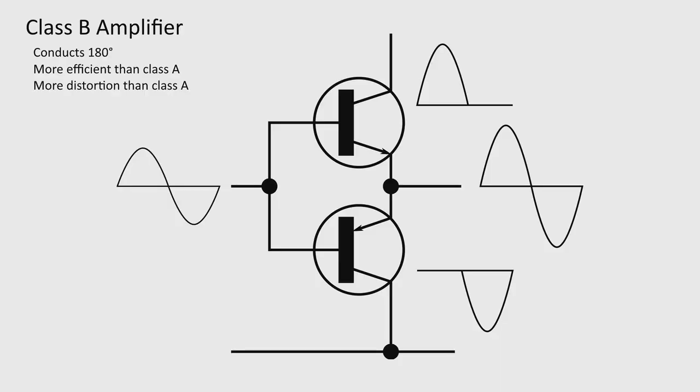So the next amplifier class that we are going to talk about is Class B, which is a push-pull amplifier. It differs in that instead of conducting 360 degrees of the time, it only conducts 180 degrees. That means it's more efficient than a Class A, and there's also more distortion than a Class A. You can see we've got two devices there. They are being fed and amplify opposite halves of the signal. One is amplifying the positive half. The other is amplifying the negative half.